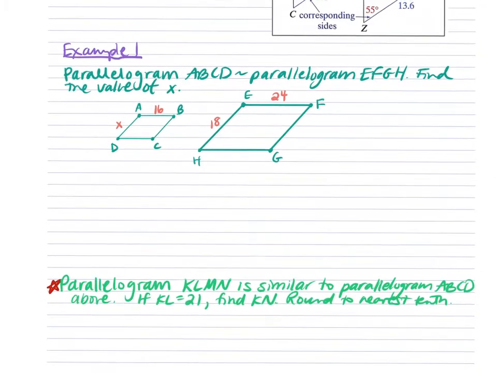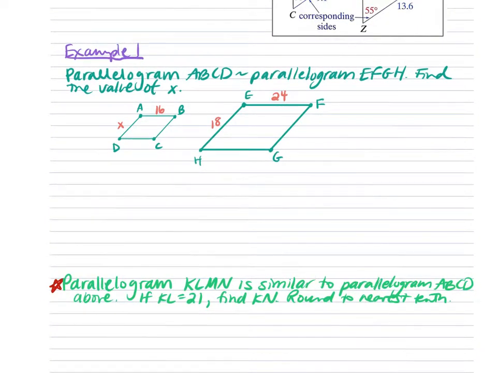We're going to start with a parallelogram. This is saying parallelogram ABCD. This is how we name parallelograms. That means A, B, C, D, and the naming convention always goes around. Like A should be next to B, B should be next to C, C should be next to D. Okay, and this little squiggle means it's similar.